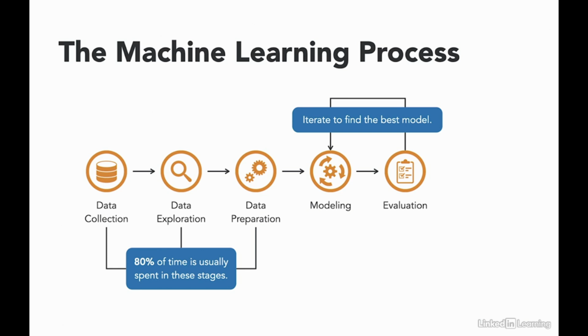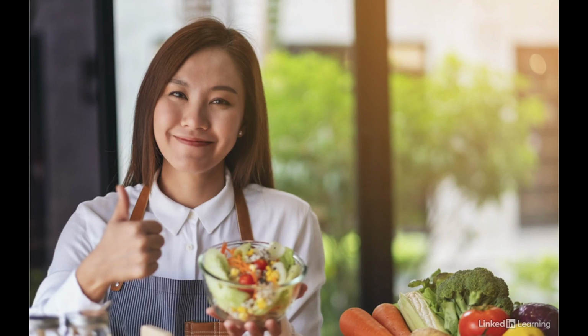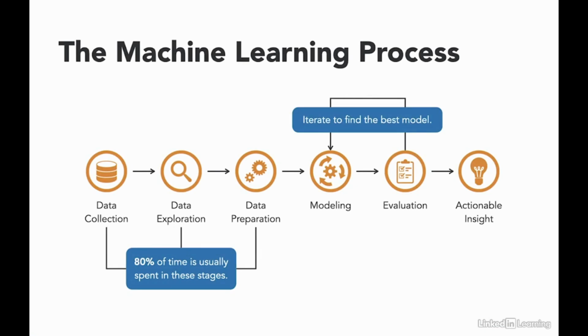The idea here is to make a change that has a meaningful positive impact on the performance of our model. This is usually an iterative process. When we feel confident that the model we have is good or the best we could do given the data we have, we move on to the final stage of the machine learning process, actionable insight.